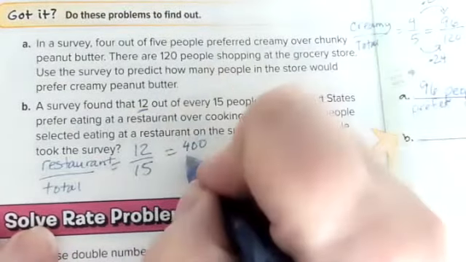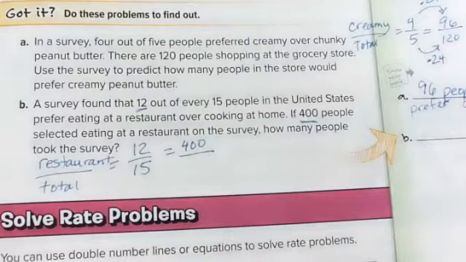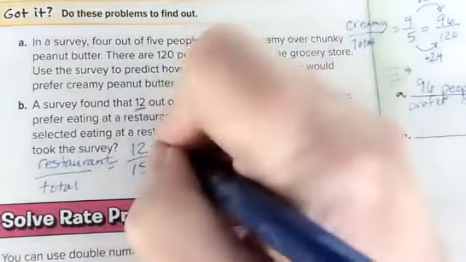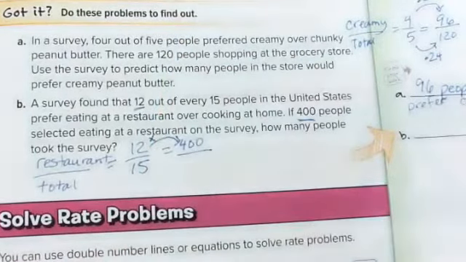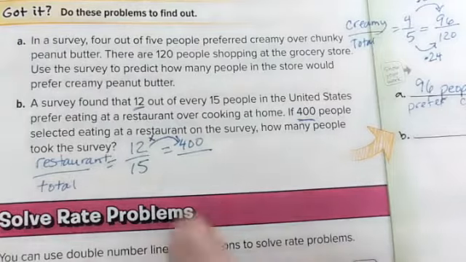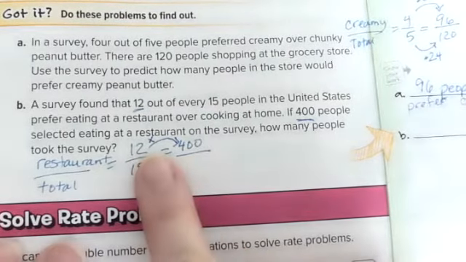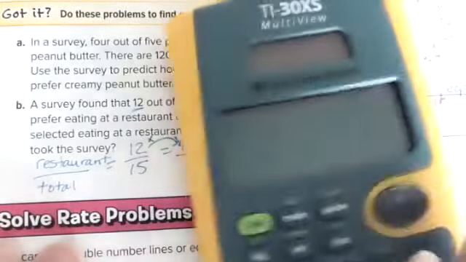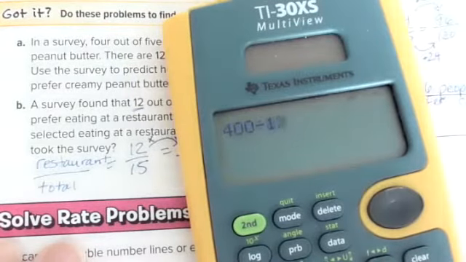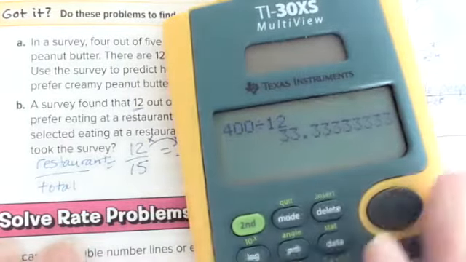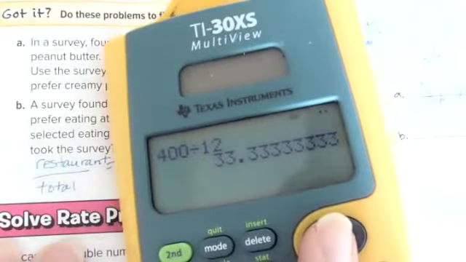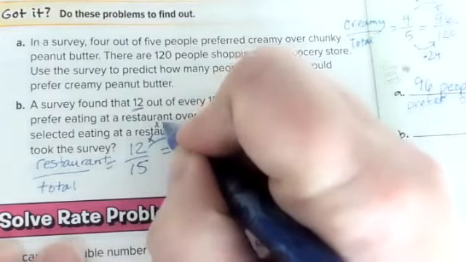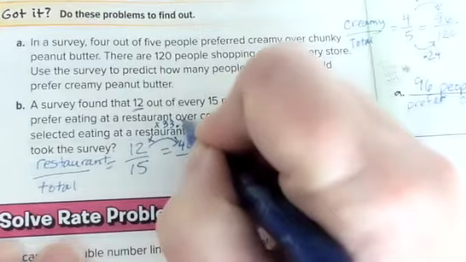Then we're going to set up our proportion or equivalent ratios. We want to know how many times 12 goes into 400. 12 times what equals 400? This is not something that most of us can do in our heads, so we're going to work backwards. If I want to see what 12 needs to be multiplied by to get to 400, I can start with 400 and divide it by 12. 400 divided by 12 is 33 1/3, so 33.3 repeating. To get from 12 to 400, I'm going to write it up here: times 33.3 repeating.